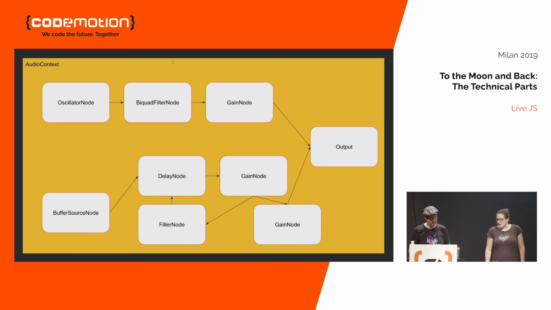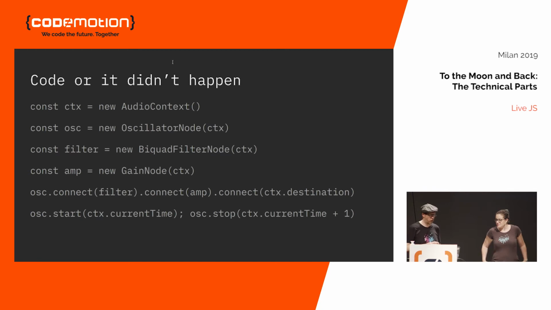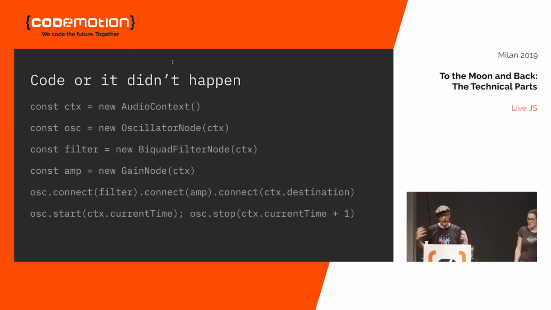This is a bit abstract, so let's do sort of the hello world of Web Audio code. So you create a new audio context, you create a new oscillator node, you create a filter node, you create a gain node, and then you connect everything together, essentially as I've just shown you in the graph. And then you can just start the oscillator and stop it. That's very important to stop it again, otherwise you will be annoyed pretty quickly, especially with your first few experiments, because it's going to sound really bad.